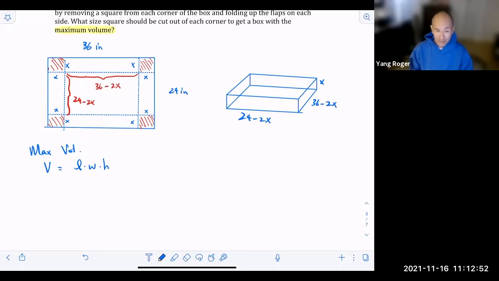And then the equation of my volume is going to be x times 24 minus 2x times 36 minus 2x. Are there any questions about that?